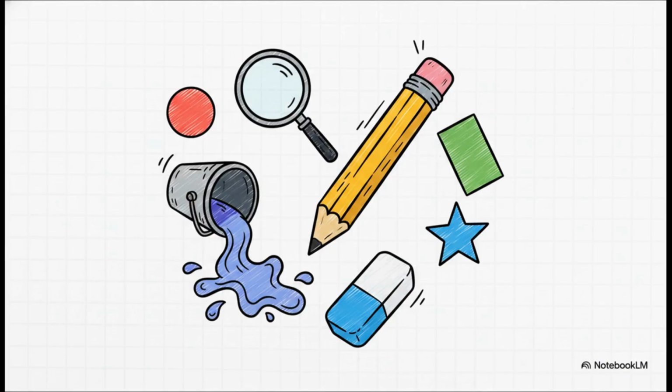Then there's the fill tool, which is incredibly fun, by the way. It works just like spilling a bucket of digital paint into an area to instantly color it in. We also have the magnifier for zooming in and out, and the shapes tool so you can instantly drop in perfect circles, rectangles, and stars without having to draw them by hand.